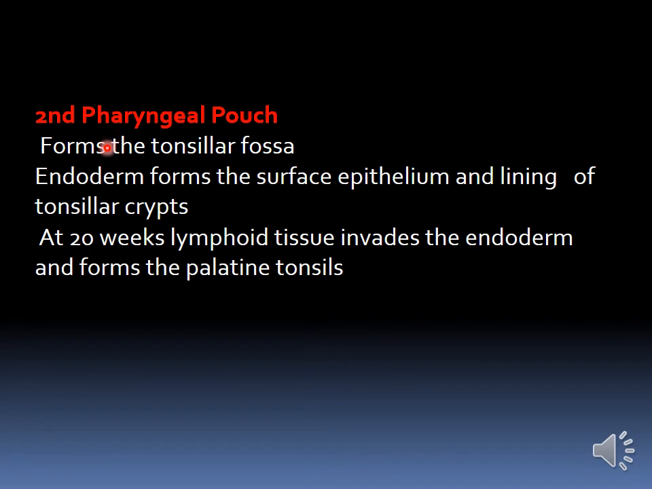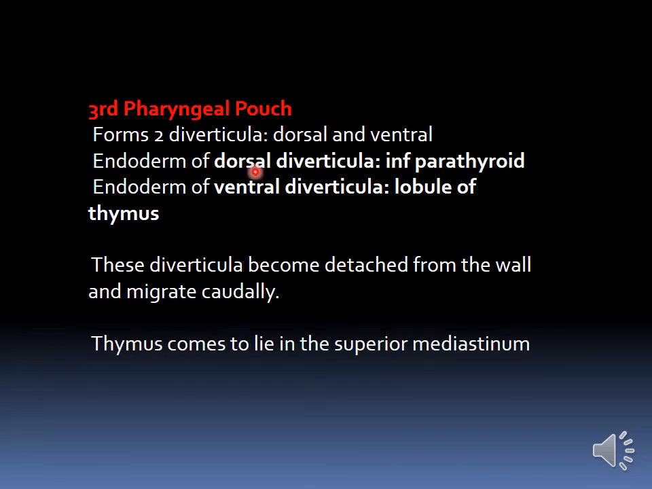The second pharyngeal pouch forms the tonsillar fossa. The endoderm forms the surface epithelium and lining of the tonsillar crypts, later on the palatine tonsils. The third pharyngeal pouch forms two diverticula, dorsal and ventral. The dorsal gives the inferior parathyroid, while the ventral gives lobules of the thymus. These become detached from the wall of the pharynx and migrate caudally. The thymus comes to lie in the superior mediastinum.